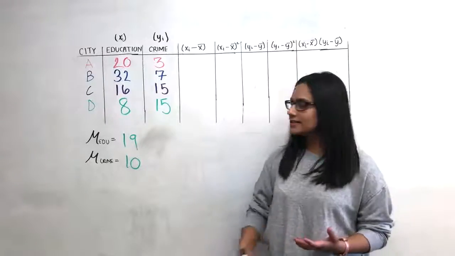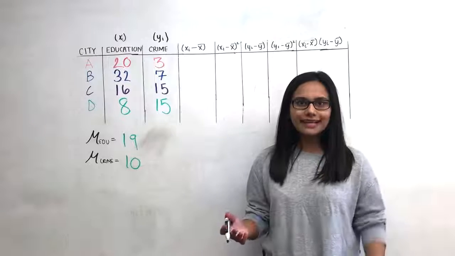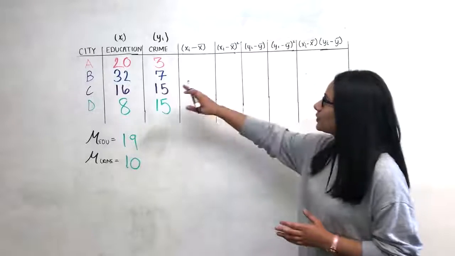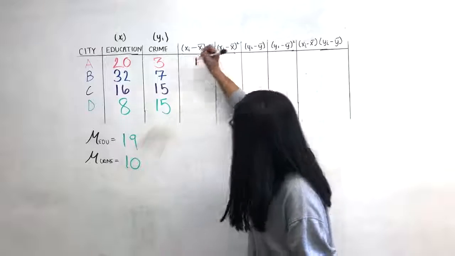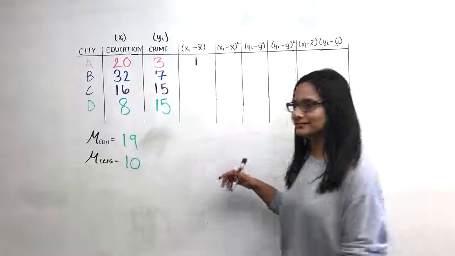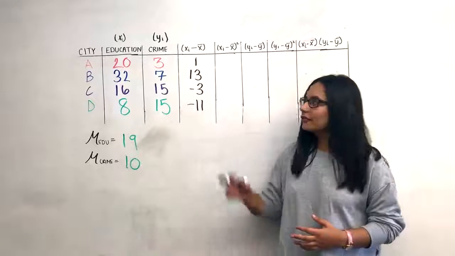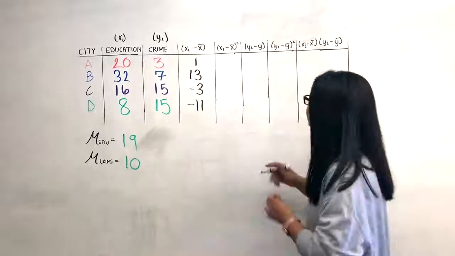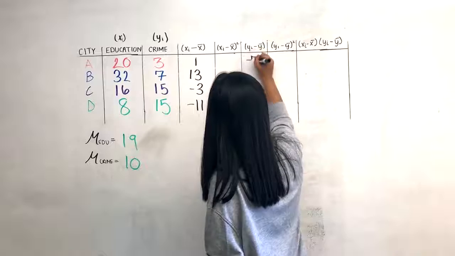Now that we have the averages of both education and crime, we can find the difference between the averages and the actual score in a given city. In order to do that for education, you take 20 minus 19, and that gives us 1. And then you're just going to go ahead and subtract all those numbers from the average for the rest. Now we're going to do the same thing for the level of crime. We're going to subtract the actual score from the average. So 3 minus 10 gives us -7, and so on and so forth.